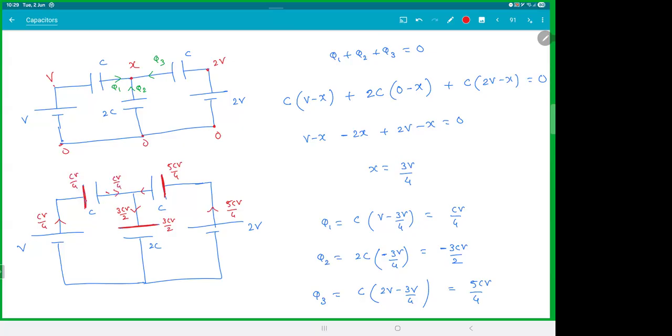Look at this. CV by 4, 5CV by 4, 3CV by 2. When the charge 3CV by 2 will come here, it will again split. 5CV by 4 will go this way, and CV by 4 will go this way. This is the charge distributions.